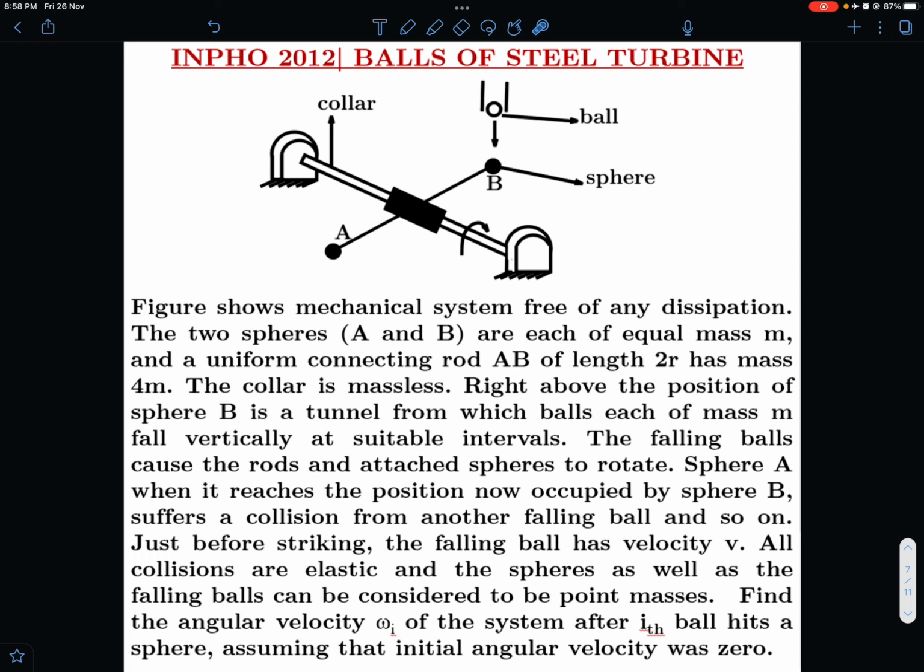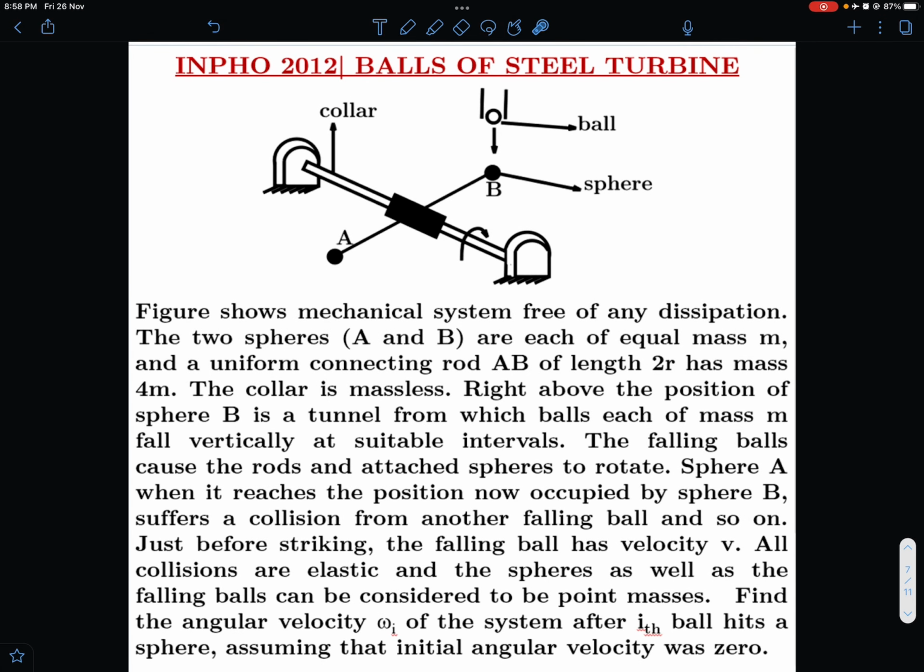Of course, one of the parts was what will be the velocity of these spheres after a large number of balls have collided. So we'll see. If you want, you can pause the video and try out the problem. It's a very nice problem, and then you can have a look at my solution, or you can continue with my analysis. I'll get into the analysis right away.